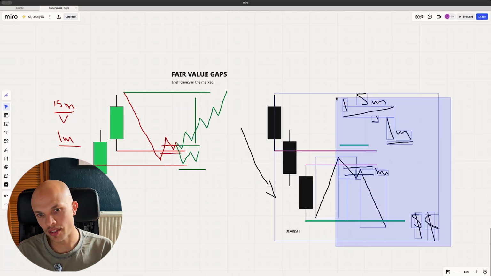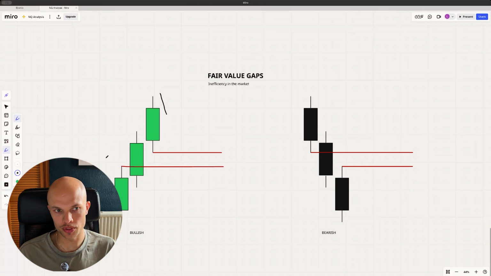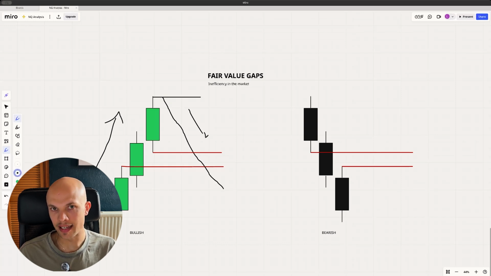Let's quickly look at inverse fair value gaps. Inverse fair value gaps, they're pretty much the same principle, but instead of respecting the level, we break through the level. Price is trending upwards. We take liquidity up here or something. So price takes liquidity and now it starts heading back down for a retracement, okay? But instead of respecting and giving displacement out of the level, we break through. So now we're trending downwards.